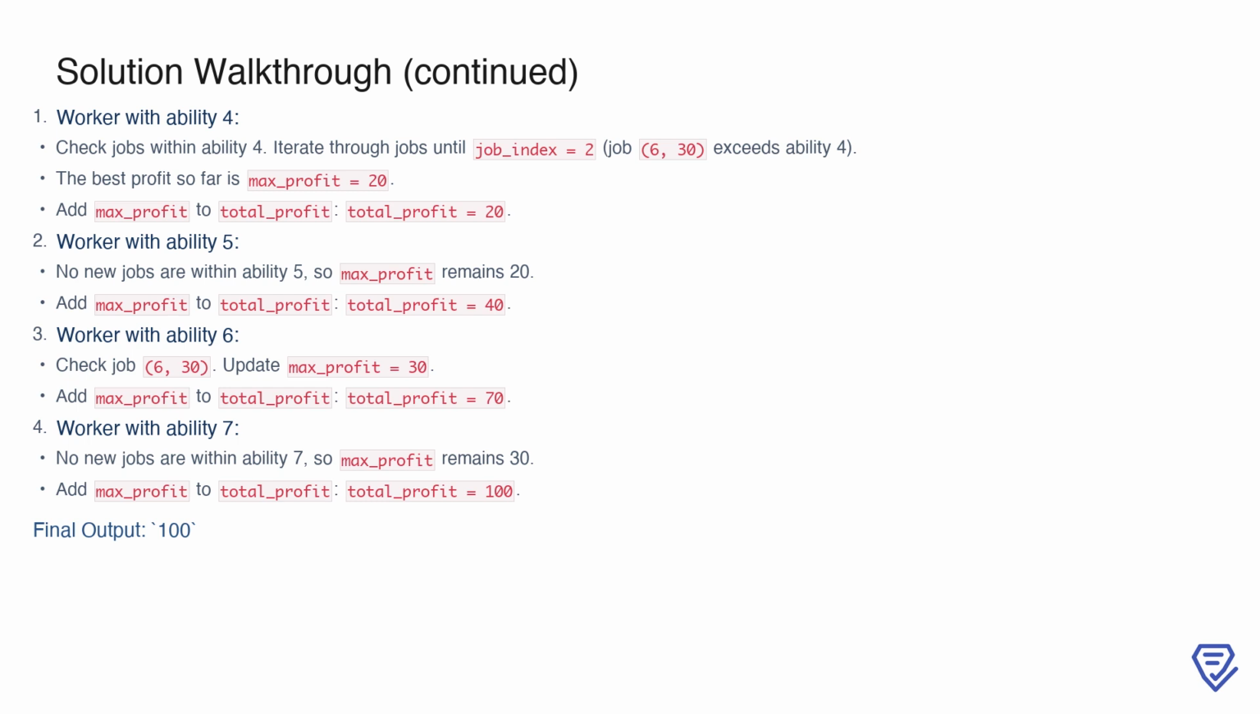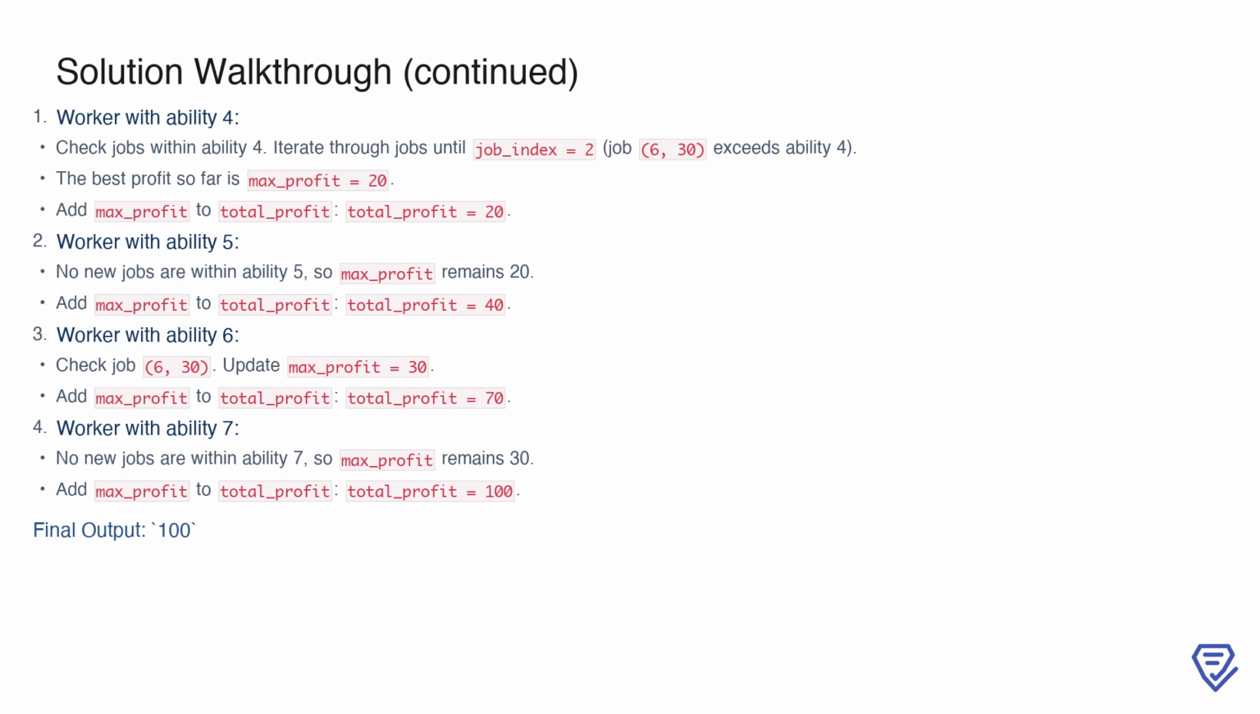Now, we iterate through each worker to calculate their contribution to the total profit. Starting with the worker who has ability 4, we check jobs up to their ability. The best job they can take is 4, 20, so we update max_profit to 20 and add it to total_profit, resulting in a total of 20. For the worker with ability 5, no additional jobs are within their ability beyond what we already considered, so max_profit remains 20, and we add it to total_profit, making it 40.